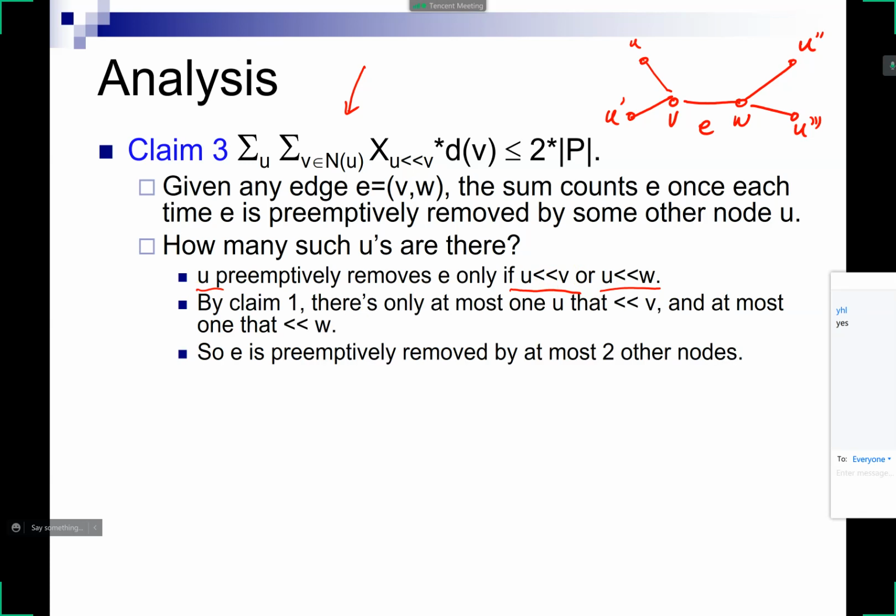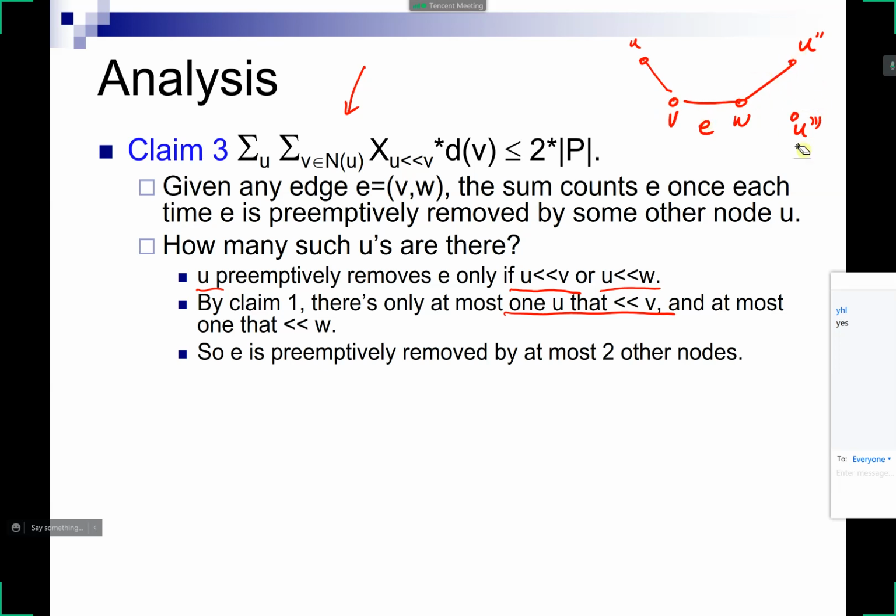And what we have by claim 1 is that there is at most one u which is double less than v. Right? So here in this drawing, I'm drawing two different u's. And it cannot be the case that both u and u prime are double less than v. Okay? And so that means that from this side v, there can be at most one node which removes this edge e.